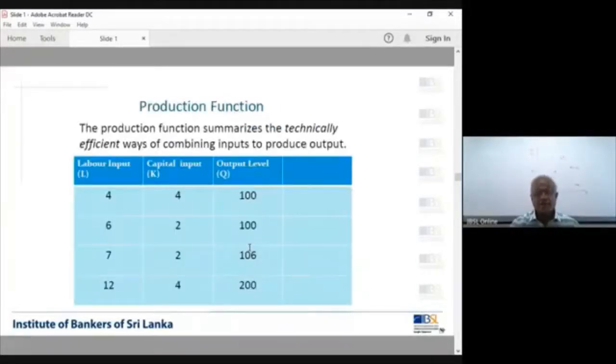Next topic, after our introduction, is the production function. What is the production function?